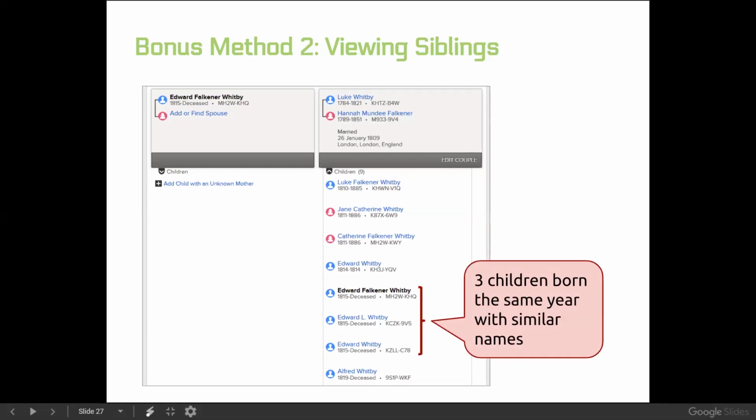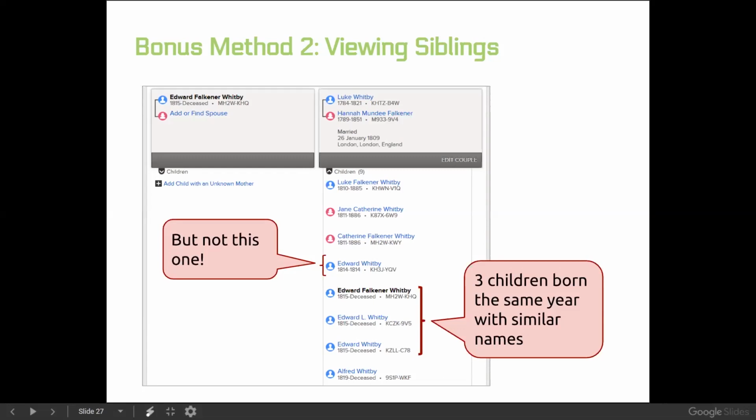We've got 3 kids born the same year. As you look at those, probably they're the same person, and we would want to check those out. But the Edward Whitby above, even though he's got the same name, is obviously not the same person, because he both was born and died in 1814. It was a practice in England at that time to name a child after a deceased older sibling. So you do have to be careful.